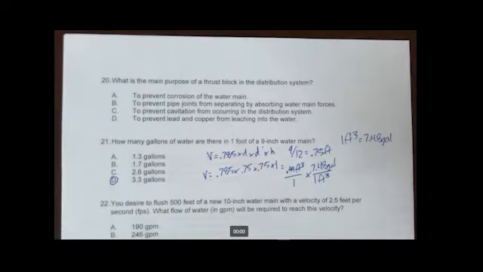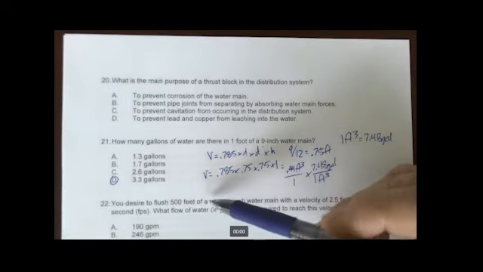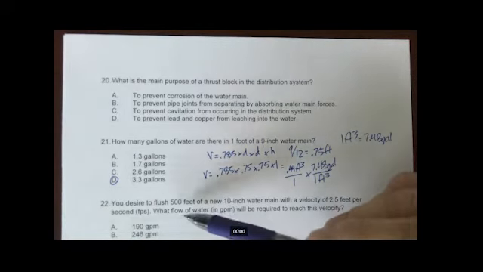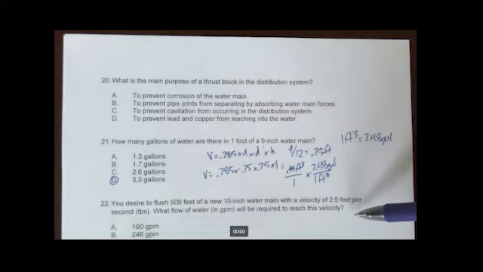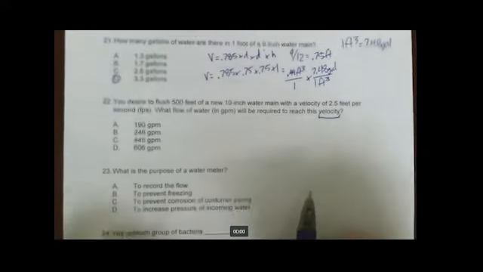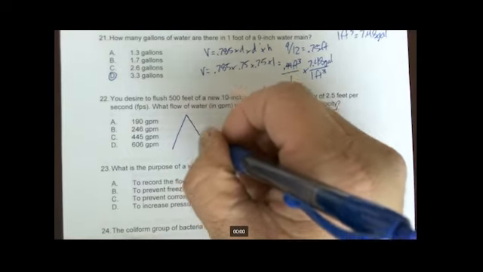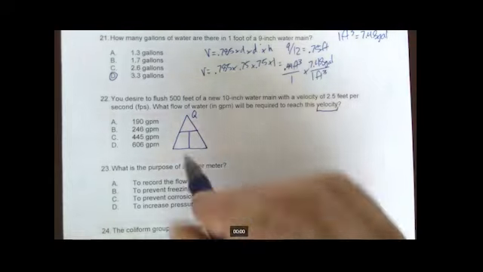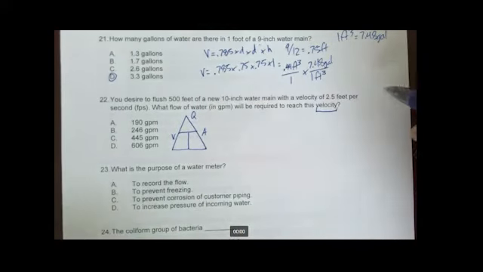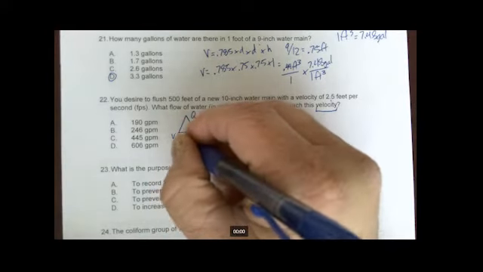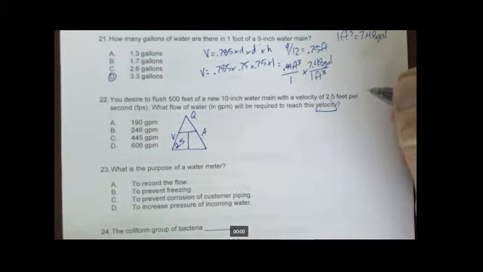You desire to flush 500 feet of a new 10-inch water main with a velocity of 2.5 feet per second. What flow of water in gallons per minute would be required to reach this velocity? This keyword right here, velocity, tells me that this is a QVA. So I'm going to go ahead and set up my triangle for this. I don't know my Q. So in order to solve for a QVA, you're going to need 2 of the 3 things. Well, I know my velocity. This is 2.5, so that just goes there. And now I need to solve for my area.